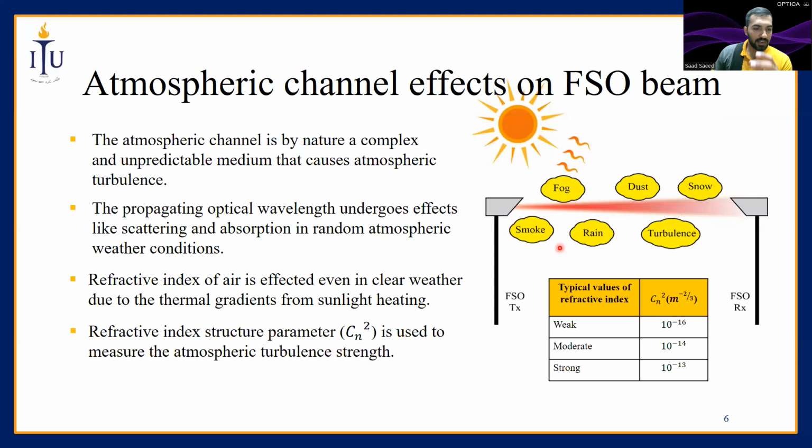So the refractive index structure parameter is used to measure the atmospheric turbulence strength that has been given in this table, as the Cn square values are changing from 10 raised to the minus 16 to 10 raised to the minus 3. This indicates that the turbulence is going from weak to strong.